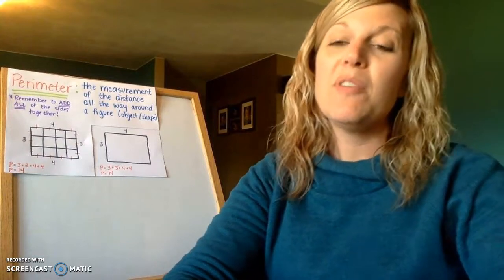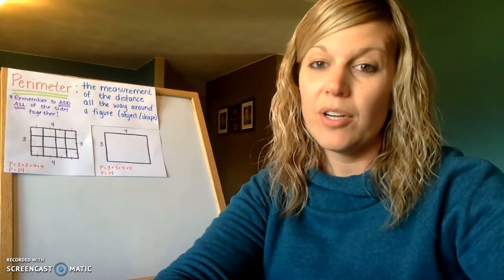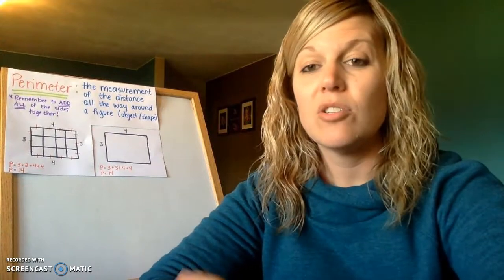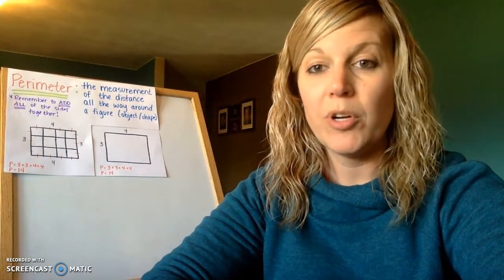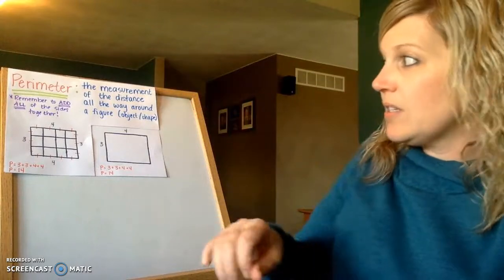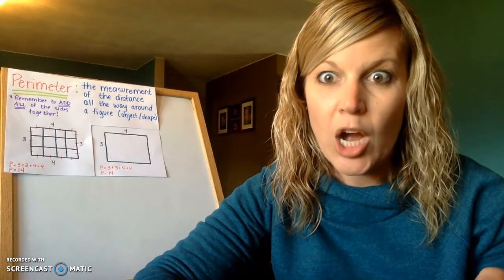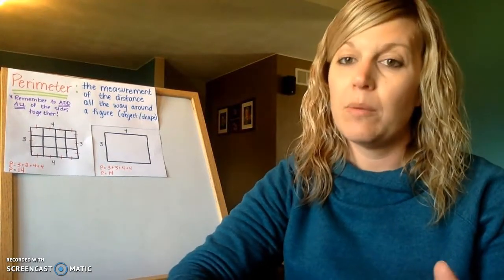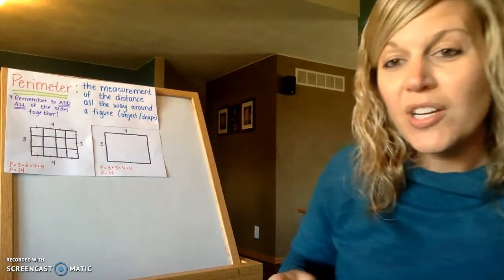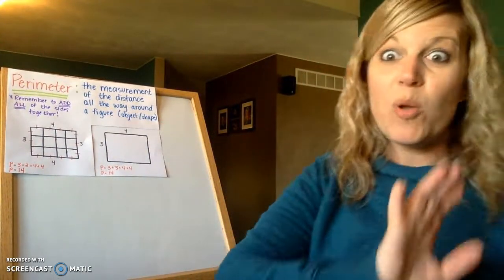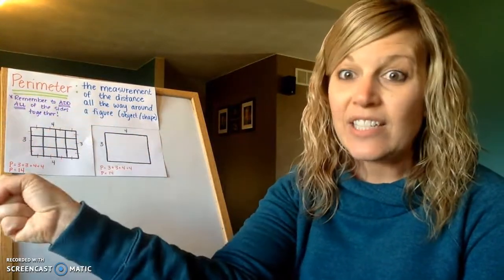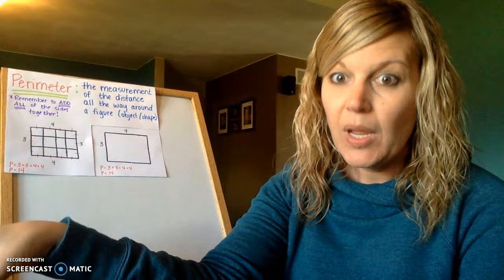So before we left on our crazy journey that we're on right now, we were talking about perimeter. So today, my dears, is just a quick review about perimeter, and I wanted to remind you that perimeter is the measurement of the distance all the way around an object or a figure or a shape. We can use any of those words when we're talking about perimeter. The most important thing that you need to do for me is remember to add all of the sides together.